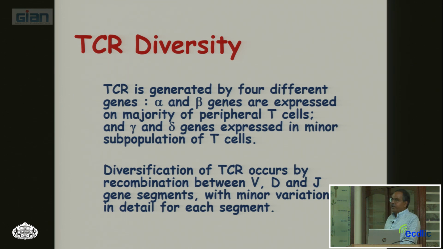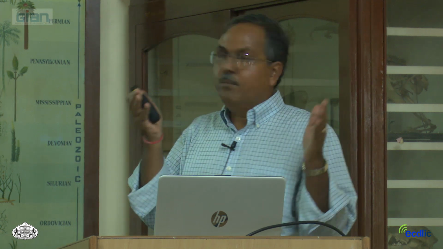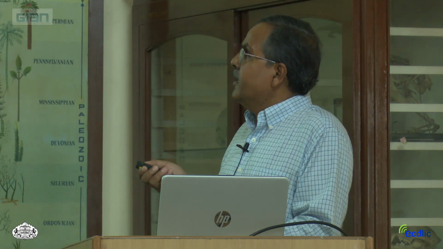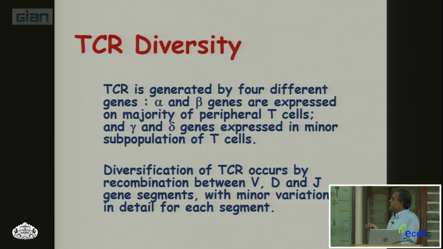Yes. So there are multiple genes which make one T cell receptor. Okay? I showed you alpha beta is a heterodimer protein, so at least you will have an alpha portion and a beta portion. Okay? Even in the alpha portion, you will have multiple genes encoding the long peptide chain. So here, that's what it is saying, that it is generated by 4 different genes. Alpha and beta genes are expressed on the majority of T cells.